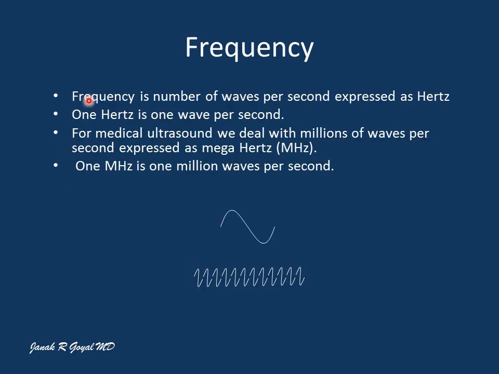The frequency is the number of waves per second expressed as hertz. 1 hertz is 1 wave per second. For medical ultrasound, we deal with millions of waves per second expressed as megahertz. So 1 megahertz is 1 million waves per second.